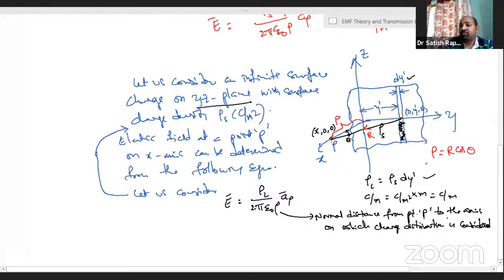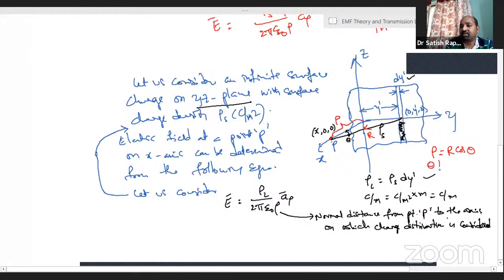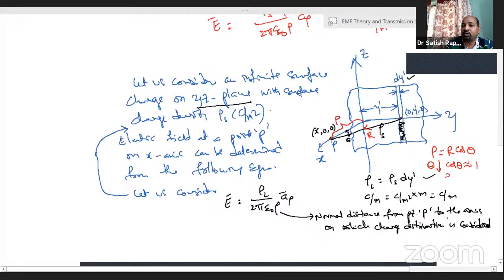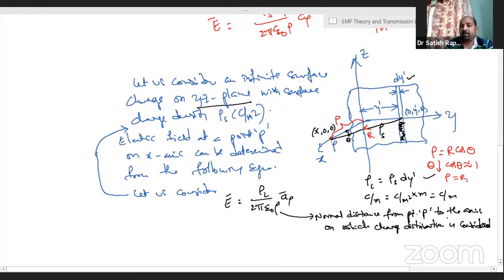And for smaller values of theta, cos theta can be approximated as 1. So therefore, rho is equal to r, where r is the distance between (x, 0, 0) and (0, y', 0). So that is how we can determine rho.